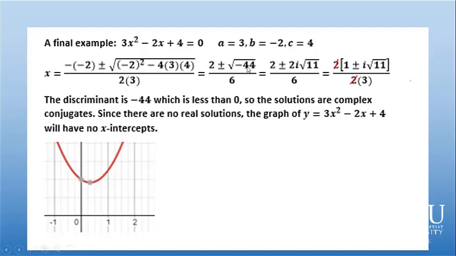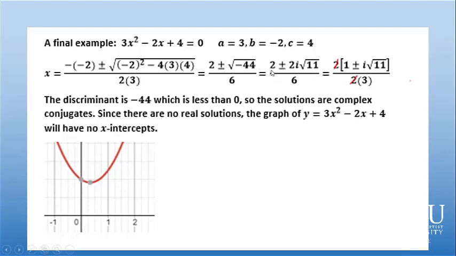The discriminant here is -44. Because the discriminant is a negative number less than 0, it tells me that the solutions to this quadratic equation are going to be complex conjugates. You can actually simplify this. The square root of -44 is the same thing as the square root of -1, which is i, times the square root of 4, which is 2, times the square root of 11. The 11 is left under the square root sign, all over 6.